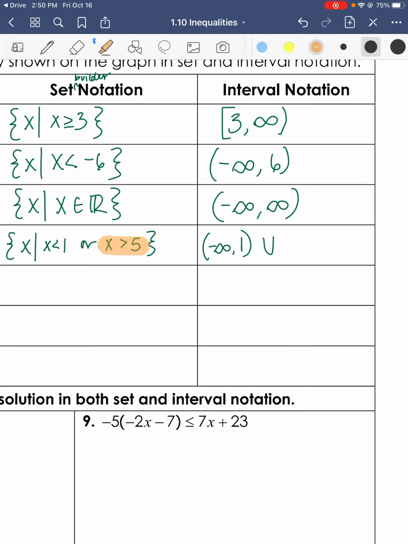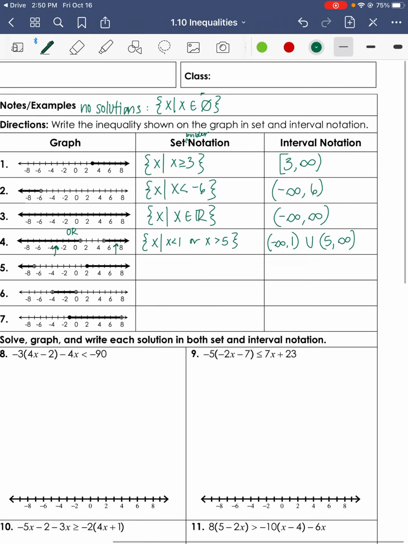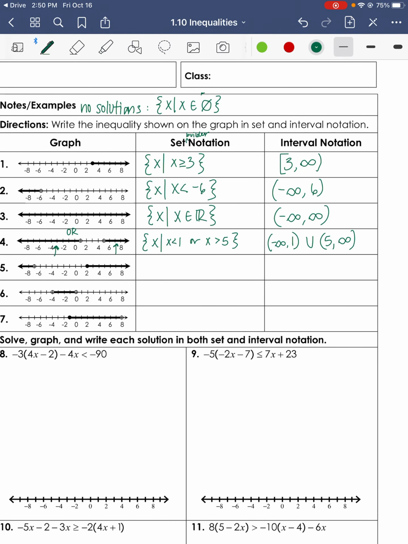Then looking at our second inequality, x is greater than 5, our lower bound is going to be 5 and our upper bound will be infinity. Both of these will get parentheses because neither one of them is included in the set. This is how you combine interval notation for an "or" compound inequality. Again, this is the union symbol. So we say negative infinity, comma 1, union 5, comma infinity. If we were saying this in words, that's how we would say it. It's just union.